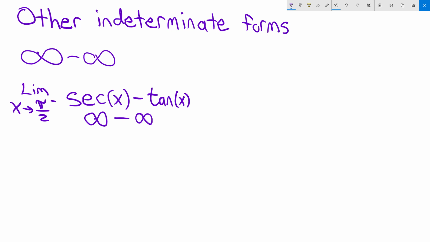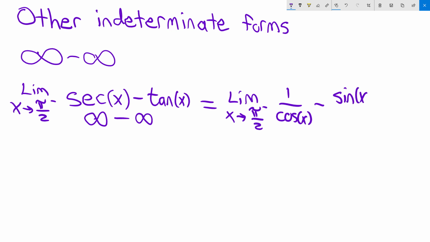But we can't apply L'Hopital's rule to this because it's not in fraction form. And this doesn't really have a trick like the product does. The best we can do is to hope that there is a way to write these as fractions and then combine those together as such. So in this case, it does work out that secant and tangent both have alternate forms that we can write them in. Secant, well, that's 1 over cosine. And tangent, that's sine over cosine.